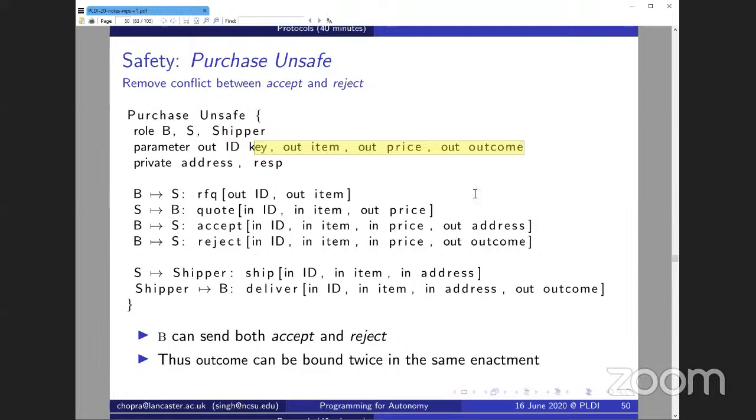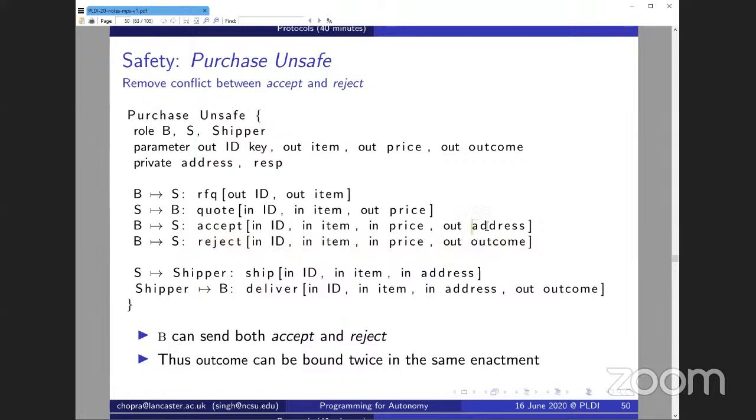The buyer then goes on to send a reject message. It adds this outcome here. But the important thing is that because the address has been sent by the buyer, the seller can propagate that address to the shipper by sending this message here. And once that information has gone to the shipper, it is enabled to go make a delivery. And when the shipper makes a delivery, it sends an outcome. So as a result, there are two ways in which the outcome can be bound. One is the reject directly binds the outcome. The other is the accept provides the address, which enables the outcome here.